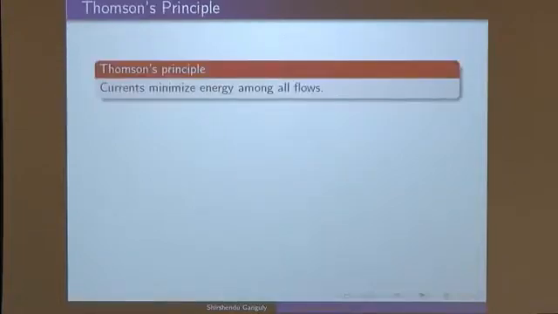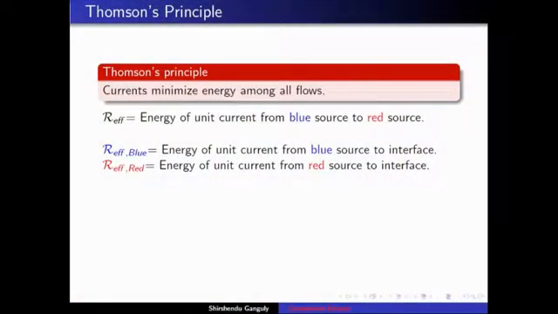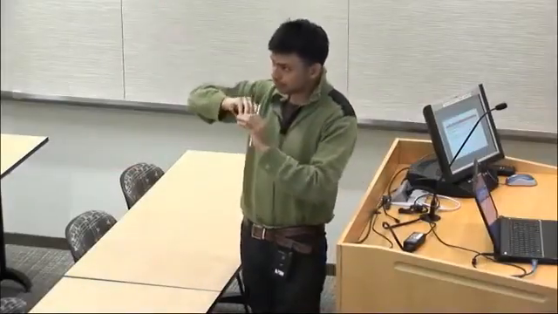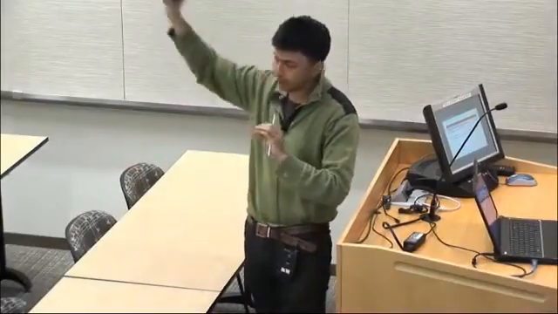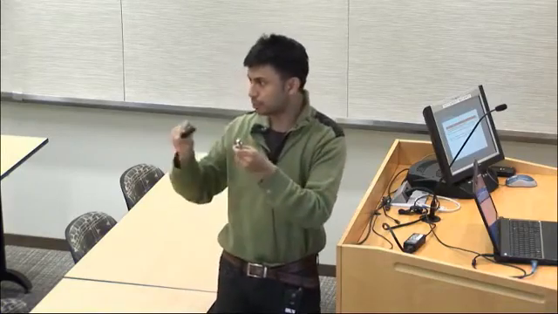Okay. So let me define what effective resistance is in this setting. These are not point sources. You have these two small disks, and you start your random walk from the disk, and you stop it when you hit. So you have these two small sources which are not points, and the effective resistance of the whole graph in this setting is the energy of the unit current from the blue source to the red source, such that the current through each starting point is 1 over the total number of sides.